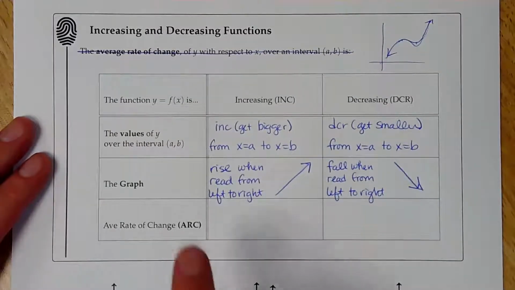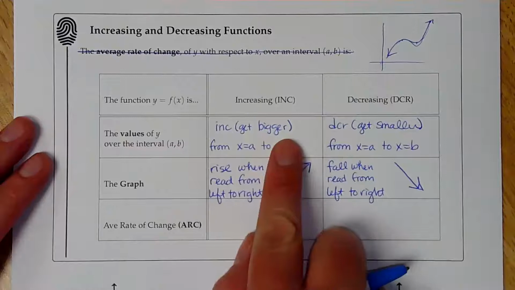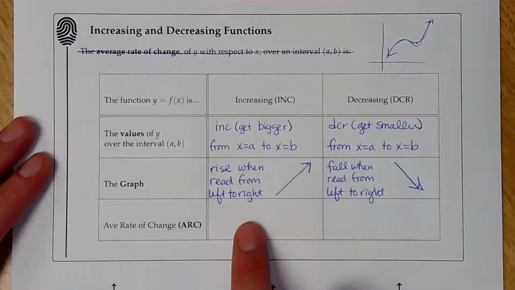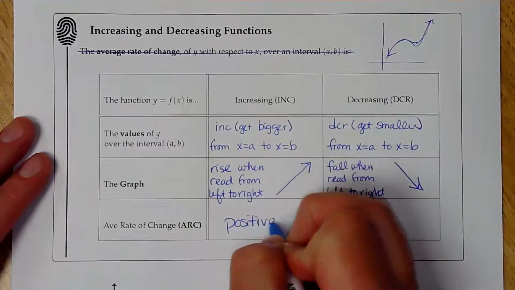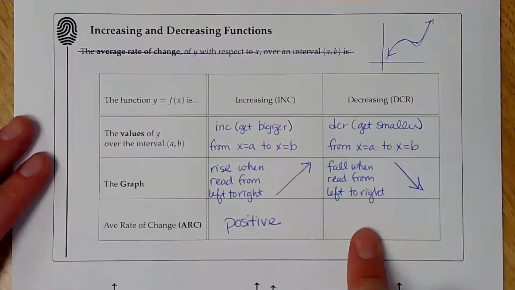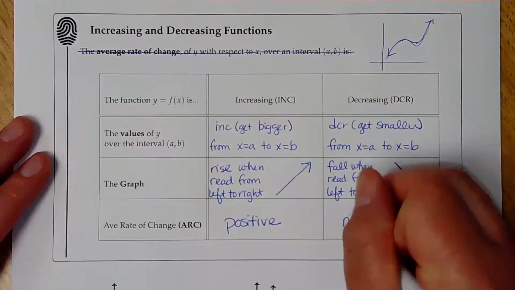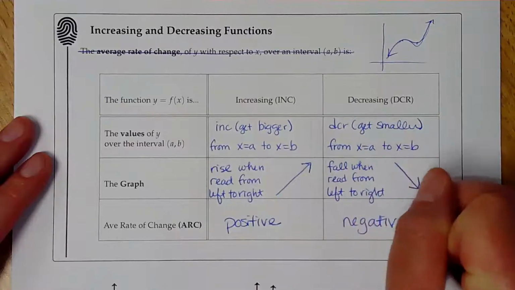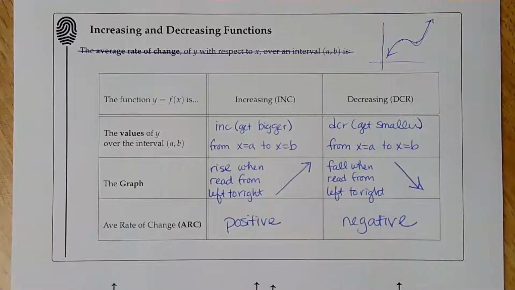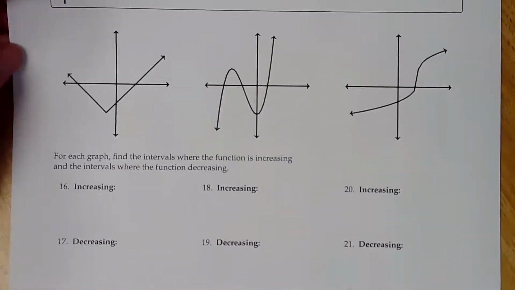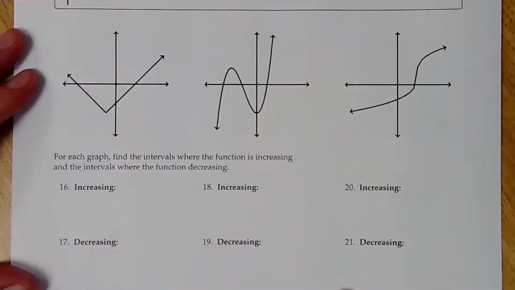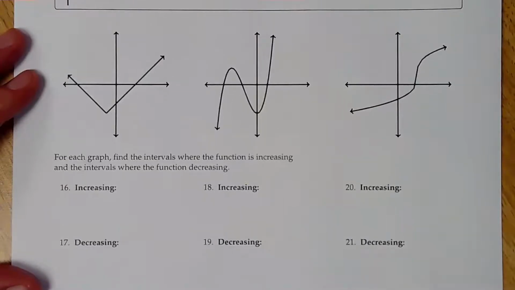And if your function is increasing over an interval, that average rate of change for that interval is going to be positive. And if it's decreasing, then our average rate of change is going to be negative. All right, so let's take a look at some examples here. So we're going to figure out where these functions are increasing and decreasing.